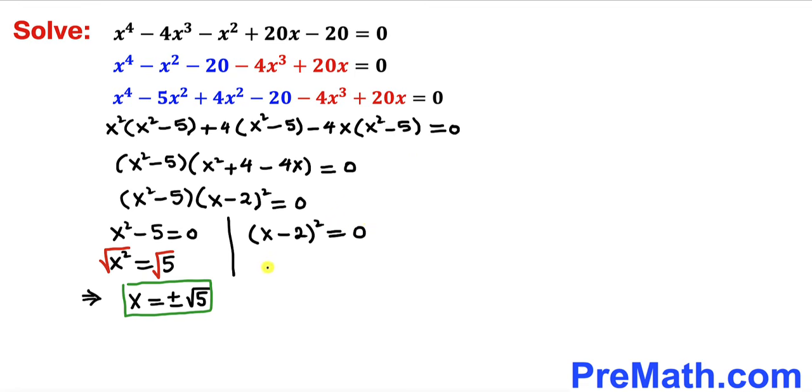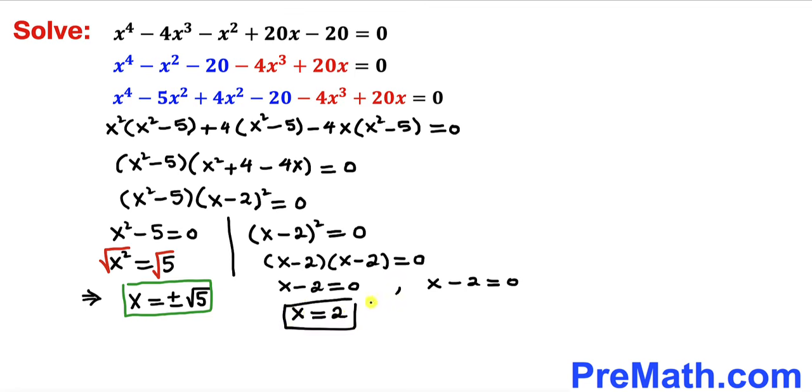And now we are going to focus on this other equation, (x - 2)^2 = 0. I can write this as (x - 2)(x - 2) = 0. In other words, I can write down x - 2 = 0 and the other x - 2 = 0. So therefore this equation gives x = 2, and likewise over here for this equation, x is going to be 2 once again.